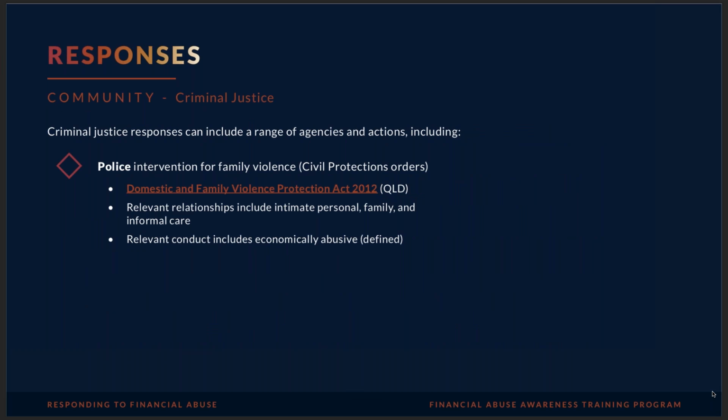Community responses can also include criminal justice responses, such as police intervention for family violence, protection orders. As we said earlier, this has got to be within a relevant relationship, and the conduct must include economically abusive conduct as defined in the Act. Of course, the Domestic and Family Violence Protection Act also includes remedies for other forms of violence if an older person is experiencing them. It doesn't just only apply to economic or financial abuse.